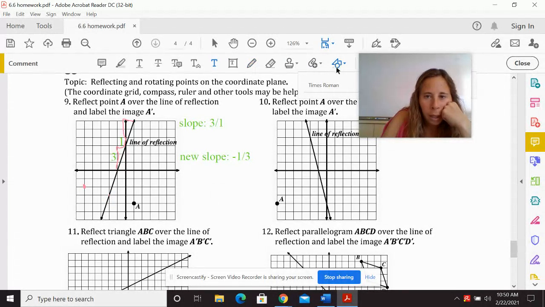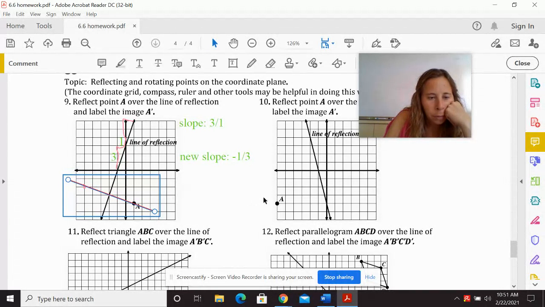You draw a line, connect my little points. See if I can do it evenly. Almost. There we go. Okay, and then they have to be the same distance away. So this guy is 1, 2, 3. This guy is also 1, 2, 3. So they are the same distance. So this would be your A prime.